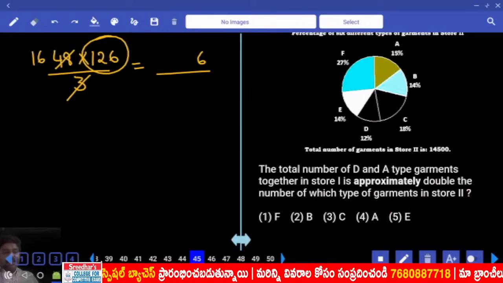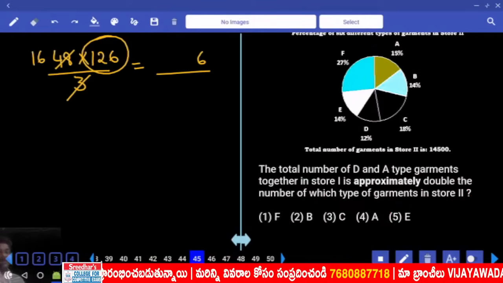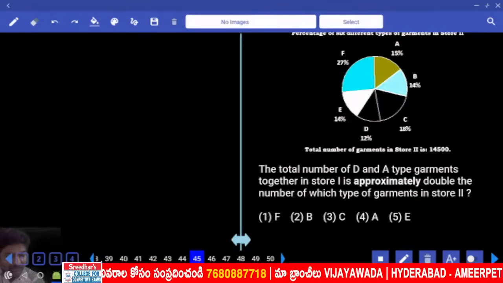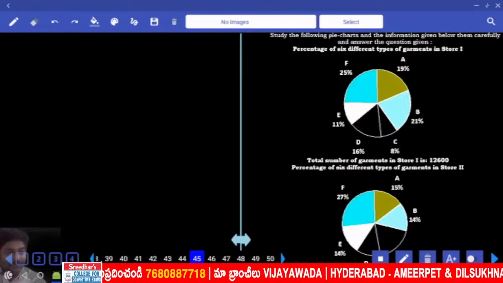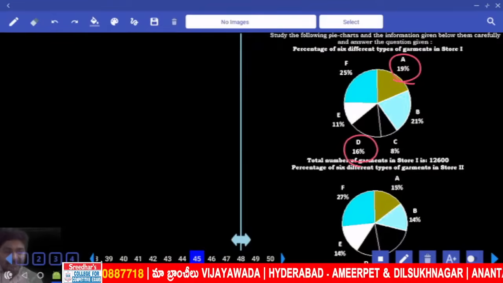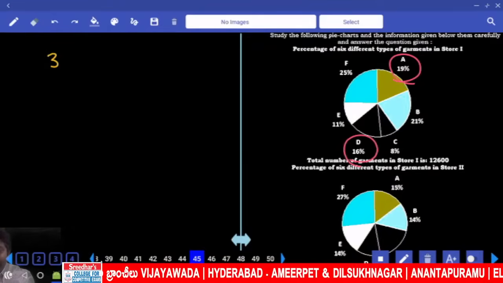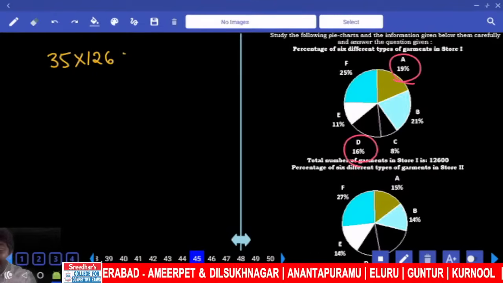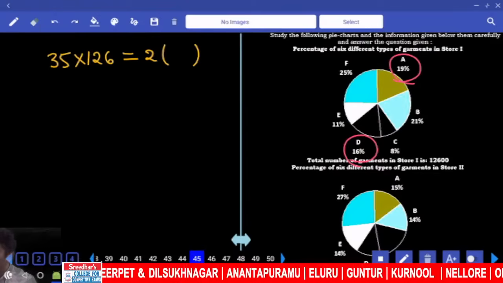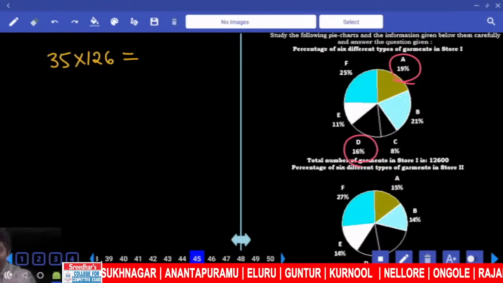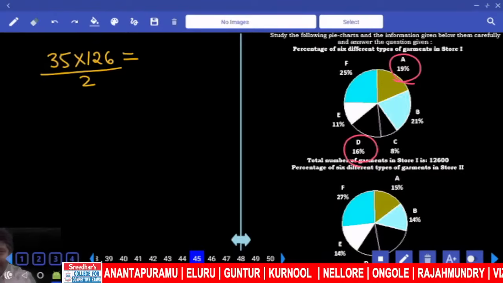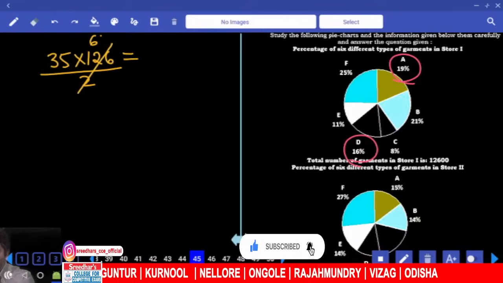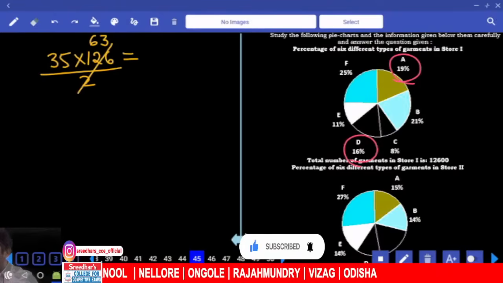The total number of D and A type of garments together in store 1 is approximately double the number of which type of garments in store 2. Okay. Store 1, D and A. Come. A and D. Total how much percent? 35% in the sense 35 into 1% value, that is 126. This value is double the number, right? Come on. So if it is double the number, then to get the original number you have to divide by 2. 2 how many times? 63 times, correct? This is a number.